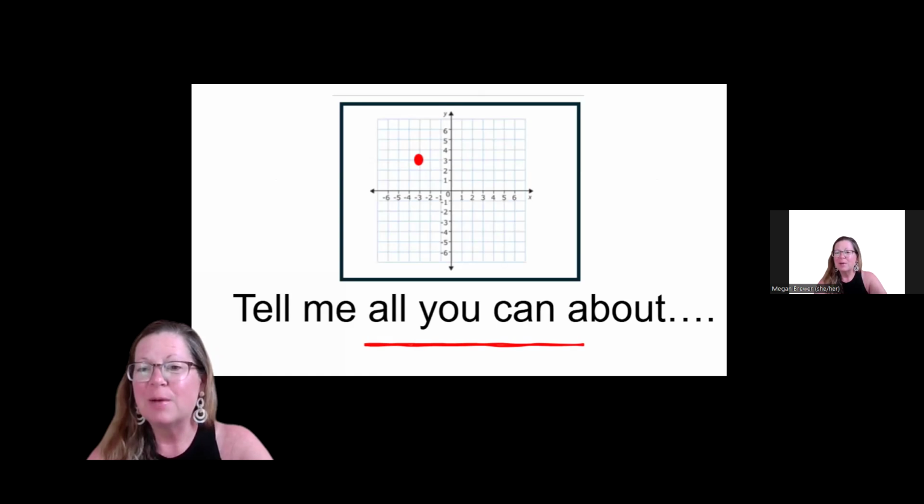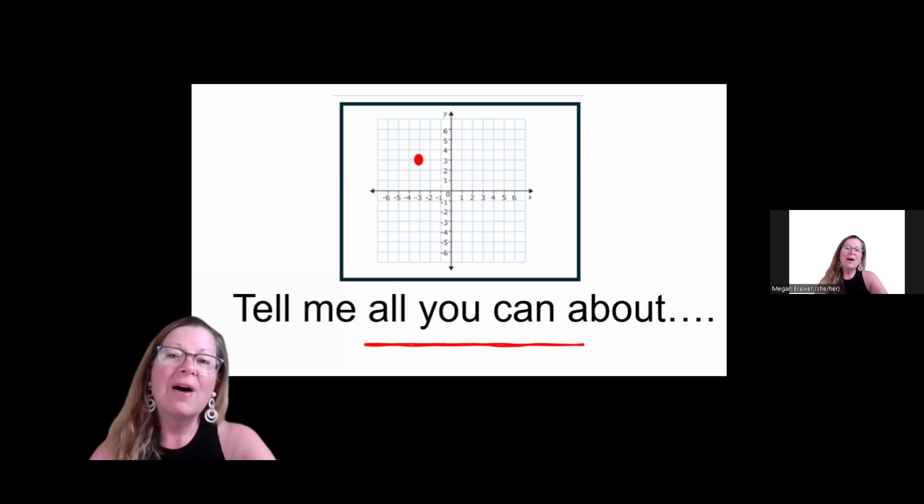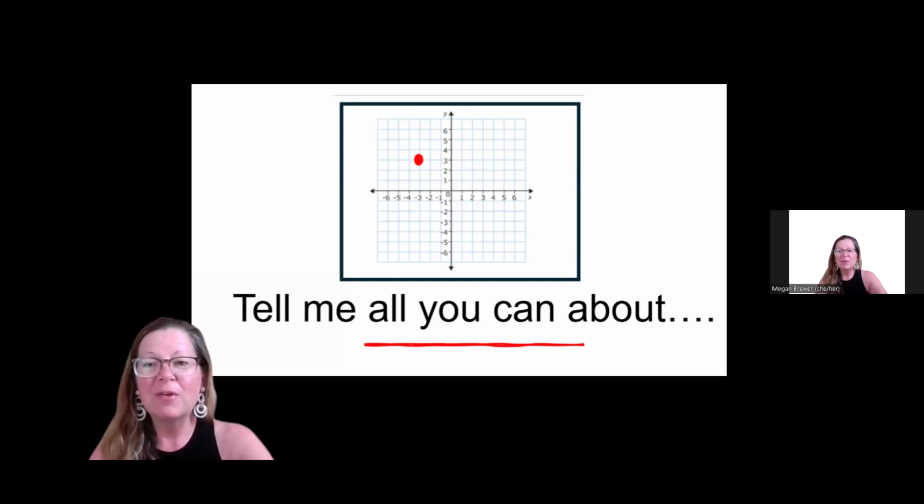Here's a 6th grade example in the models section again. And this one's with coordinates on a grid. And maybe the 6th graders are going to tell you exactly the location of the dot. That's okay, but then push them. Tell me more about it. And hopefully they'll be talking about those positive and negative coordinates.